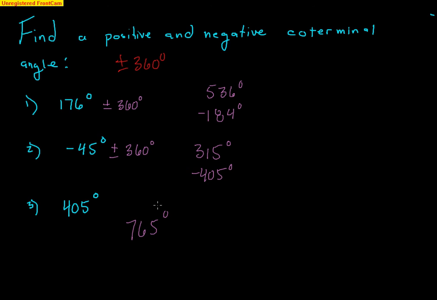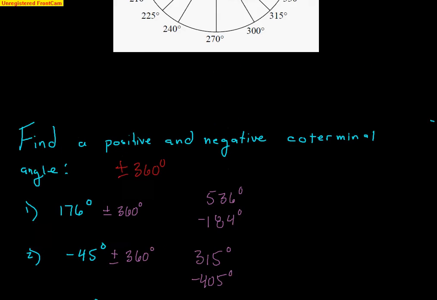But I could also take 405 and subtract 360. Now if I do that, 405 minus 360, I'm left with another positive coterminal angle, 45. So if I want to find a negative coterminal angle, I just have to simply keep subtracting 360. So let me subtract 360 again to get negative 315 degrees. So the idea is you can keep going around and around the circle and finding more and more coterminal angles, depending if you want them to be positive or negative.